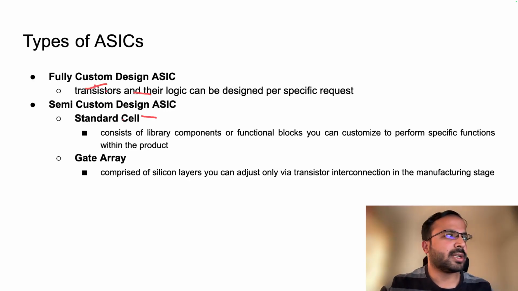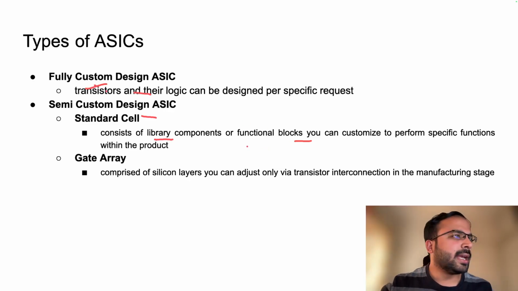Then in semi custom design ASIC, what happens? There are two approaches, right? There are standard cells. These are pre-designed, pre-fixed layout library components. Standard cell libraries are there in the design, which you can configure, or certain blocks which you can customize to perform certain specific functions. But the number of library components, or the type of these standard cell libraries, will be fixed.